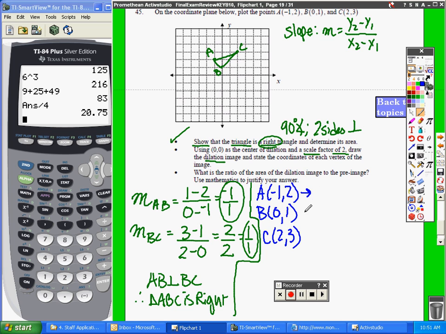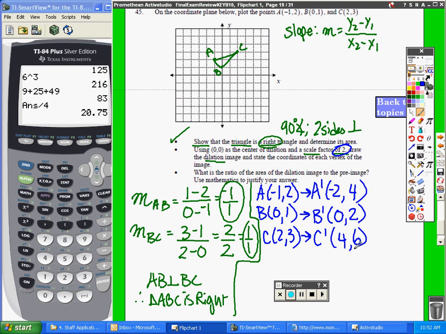They're going to become new coordinates by this dilation. A prime, B prime, and C prime. And these will just be multiplied by the factor of 2. And when we do that, we do it to both points. So if I multiply -1 times 2, it's -2. 2 times 2 is 4. 0 times 2 is 0. 1 times 2 is 2. 2 times 2 is 4. And 3 times 2 is 6.